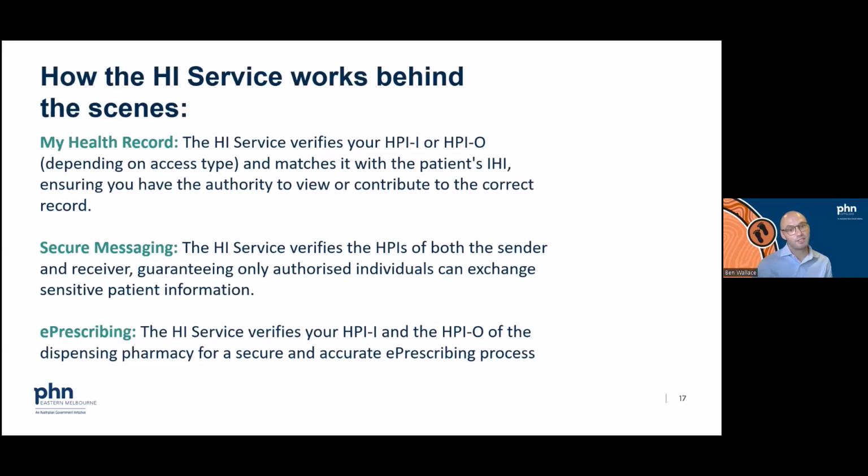The HI service is used in a number of different ways to support the healthcare system. One of the most important uses of the HI service is to connect to My Health Record. It also is used to connect secure messaging providers and the Australian Immunisation Registry, which tracks the vaccination history. And this is how the HI service is used for electronic prescribing. It allows doctors to send prescriptions to pharmacies electronically.